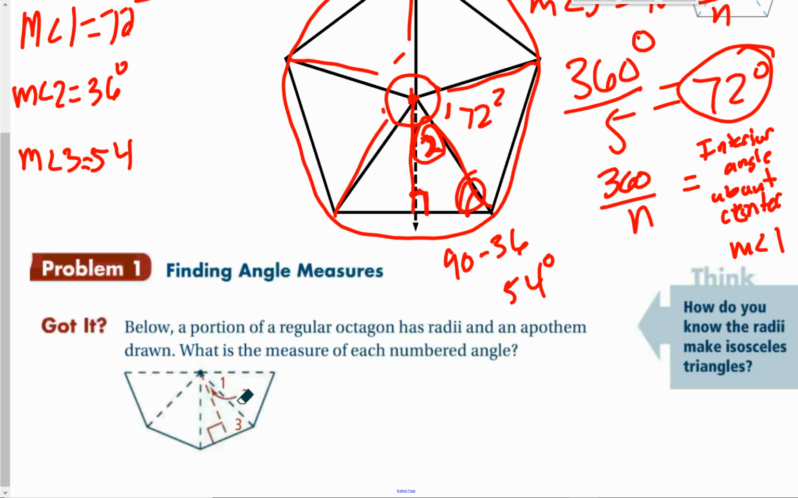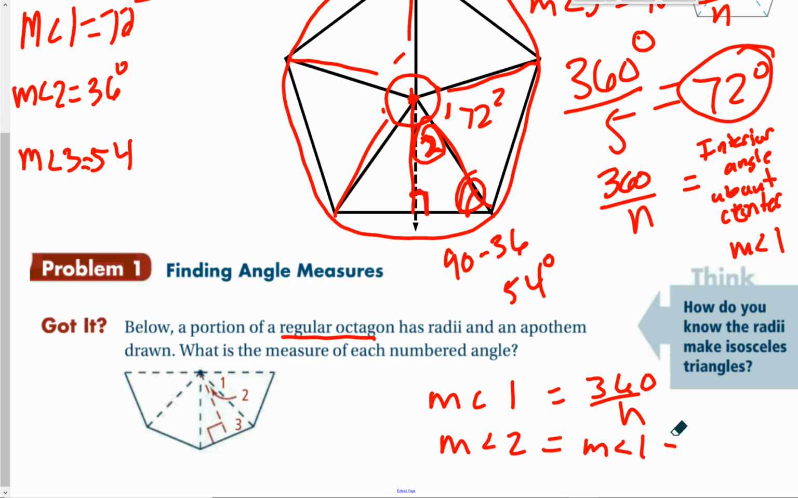So these are labeled the same way too. Measure of angle 1 would be 360 over n, however many sides you have. Remember, this one is a regular octagon, so how many sides are on a regular octagon? Measure of angle 2 would be measure of angle 1 divided by 2, or times 1/2, and measure of angle 3 is 90 minus measure of angle 2. Okay, so that's how you do problem number 1. Go ahead and try that.